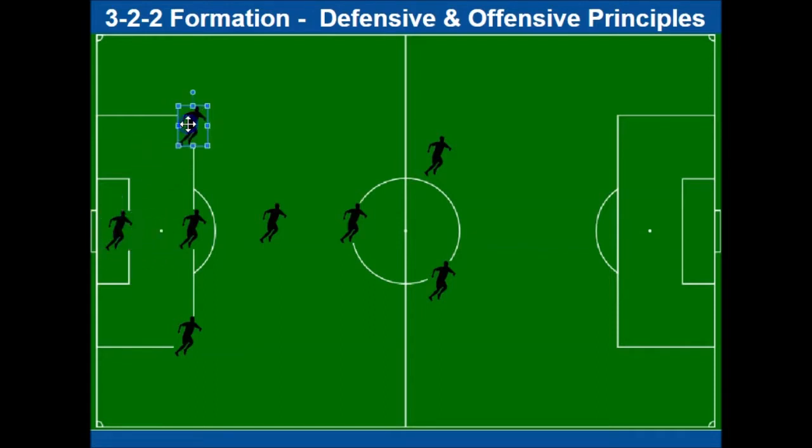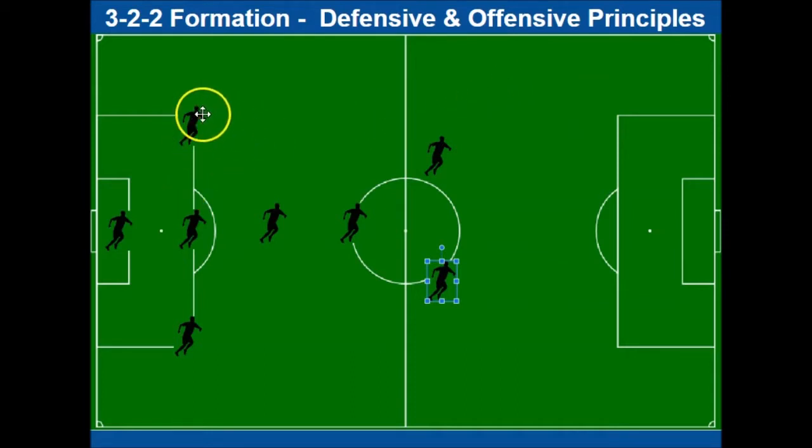This is the left wing back. This is the center back. And this is the right wing back. We've got a defensive center midfielder, offensive center midfielder, or a more offensive center midfielder, and then we have our two strikers.